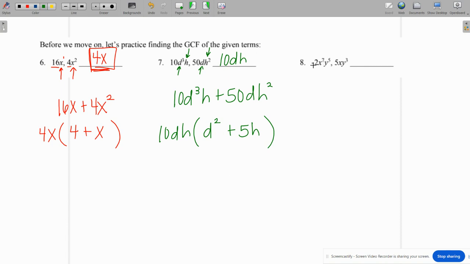Let's do one more. Negative 2x to the 7th y to the 5th and 5xy cubed. So the GCF here, I can see that negative 2 and 5, they only have 1 in common. So you can write the 1 here, but it's not necessary as part of the GCF, because if you write 1y or y, these are the same things. So let's look at the variables. X to the 7th and x means x will be part of the GCF. Y to the 5th and y cubed means y cubed will be part of the GCF.